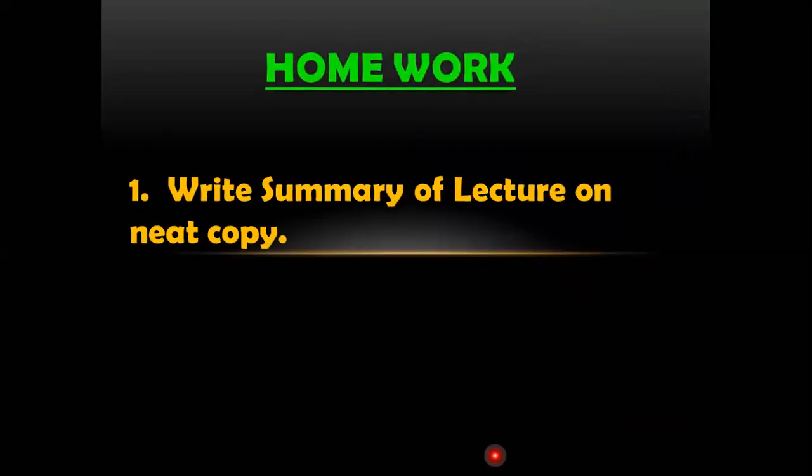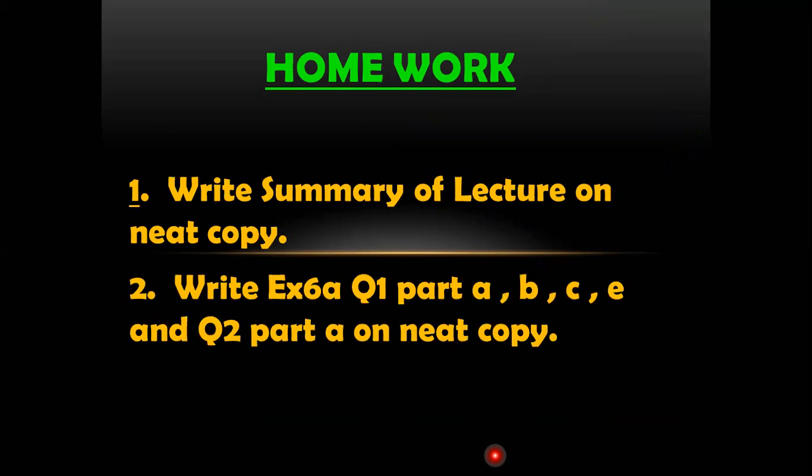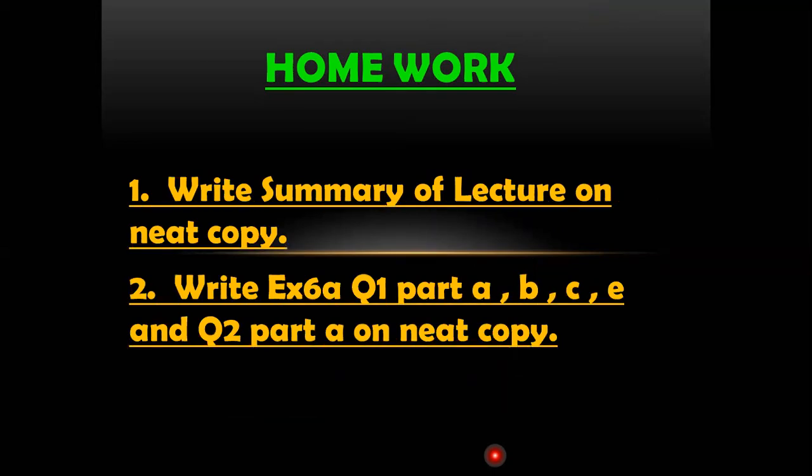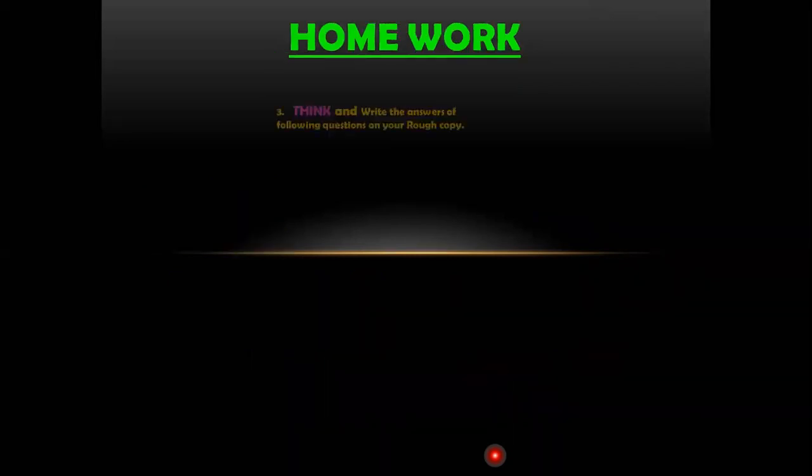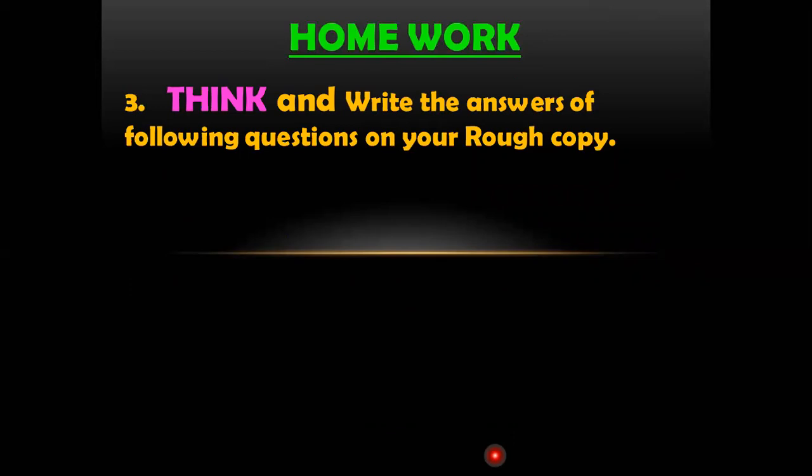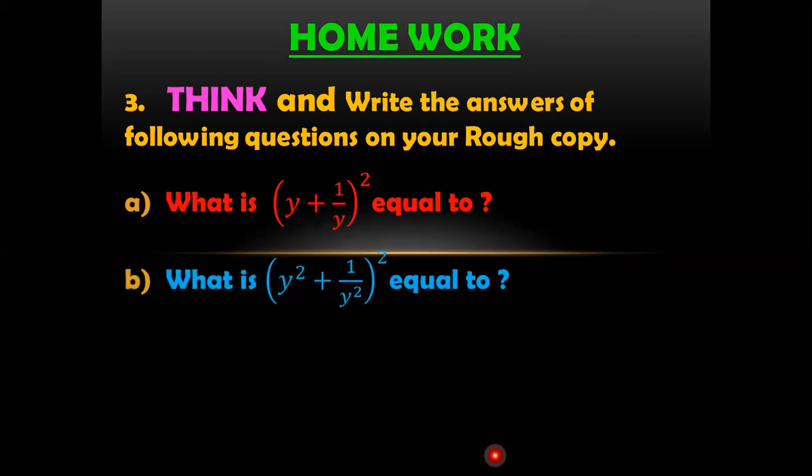Now note down your homework. Write down the summary of the lecture on your neat copy and write exercise 6a, question 1 part A, B, C, E, and question number 2 part A on your neat copy. Then you have to think and write the answers of the following questions on your rough copy. What is y plus 1 over y whole square equal to? What is y square plus 1 over y square whole square equal to? Now the value of A is y square and the value of B is 1 over y square.